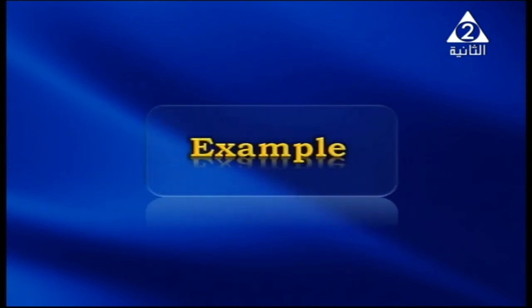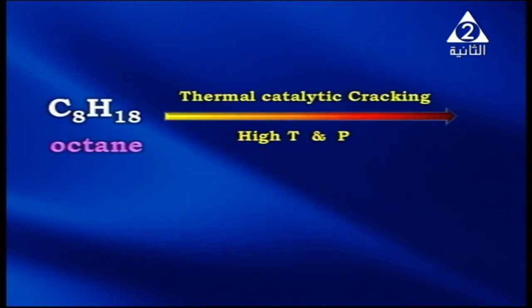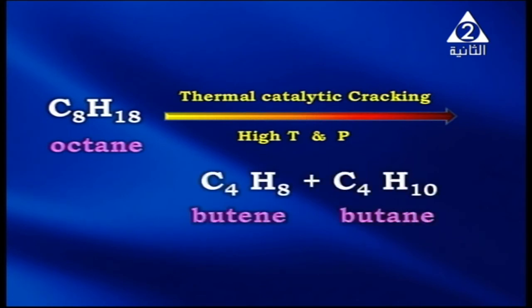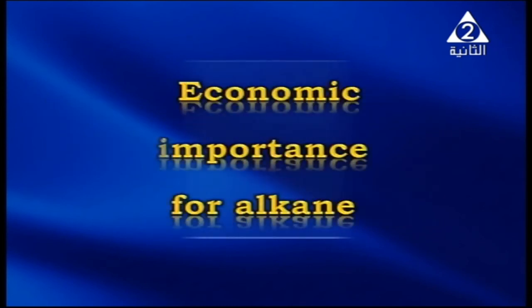For example, my dear student, C8H18, which is octane, by thermal catalytic cracking under high temperature and pressure, produces butene C4H8 and butane C4H10.